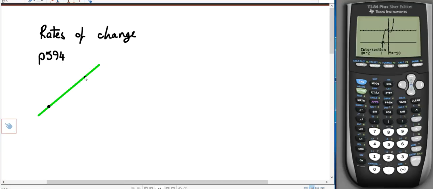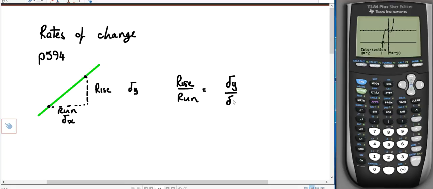If I find 2 points and I go across and up, so the rise, we've now got the change in y. And then this is the run, which is the change in x. So instead of rise divided by run, we now have change in y and change in x.